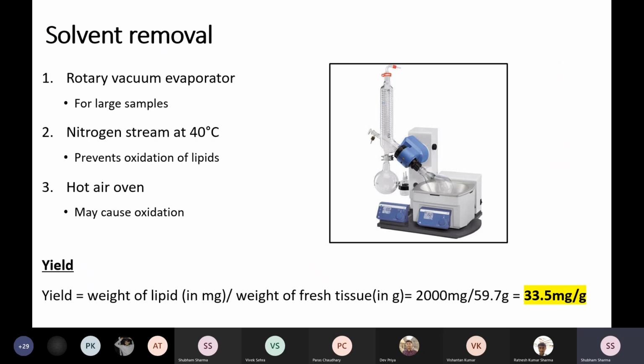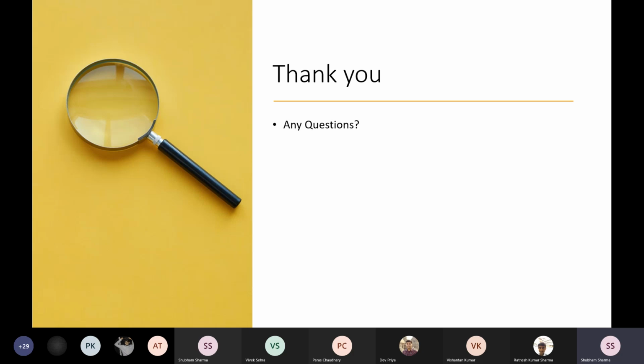So we have seen the extraction of lipid through a video. Lastly, in order to concentrate the samples, we have used a hot air oven. But instead of a hot air oven, we can also use a rotary vacuum evaporator. It is generally used for large samples. We can also use a nitrogen stream at 40 degrees Celsius to prevent the oxidation of lipids, because in a hot air oven, there might be a chance of oxidation. And finally, we found a yield of around 33.5 milligram per gram. So that's all about today's class.